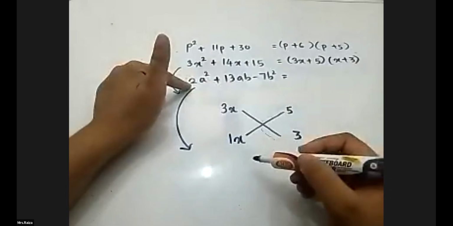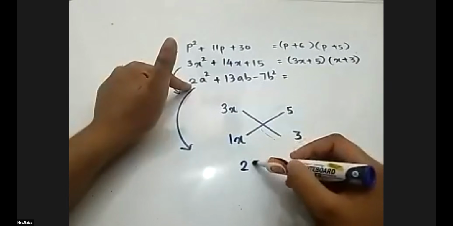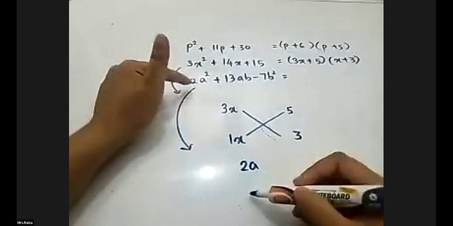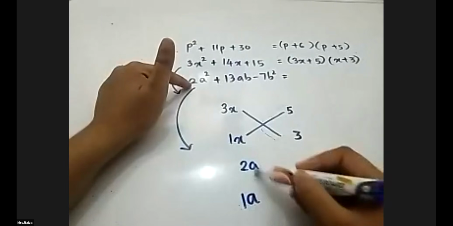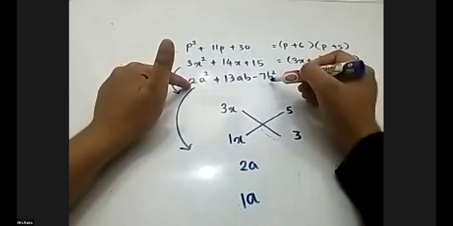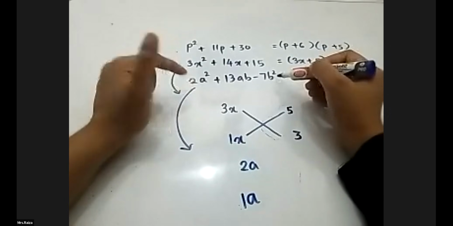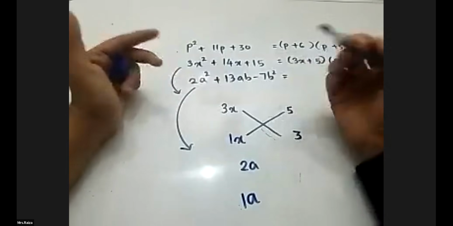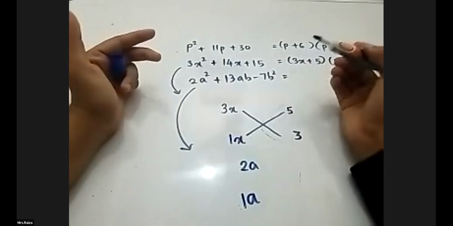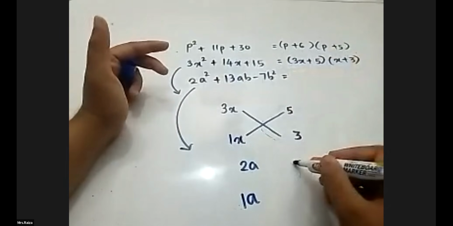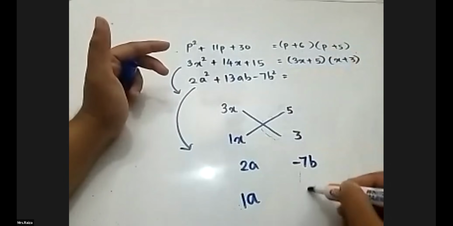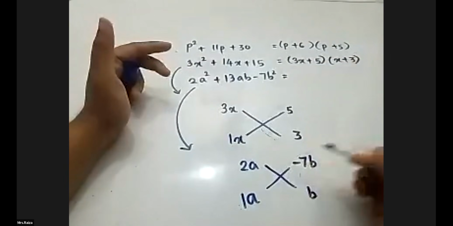Here you have 2a squared. So I take 2a here, 2 into a. 2a into 1a is 2a squared. 7b I needed. If I want 7b, what can I do? I can take 7 into 1, minus 7 into b squared is there. So I can take negative 7b into b. This is the cross method.